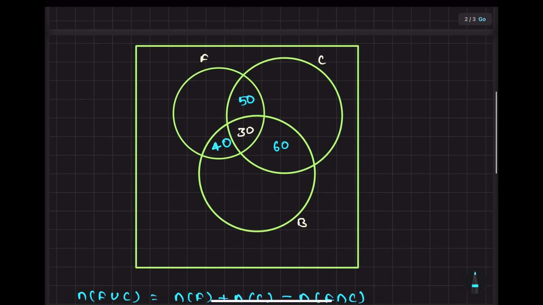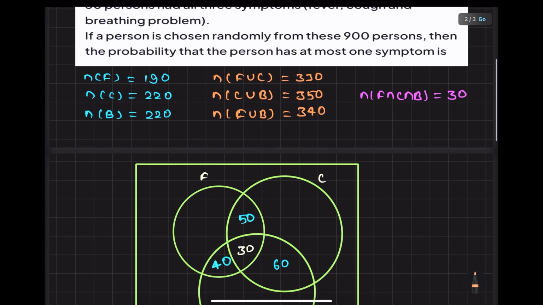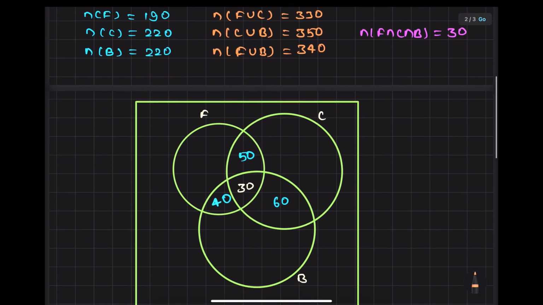Now we have to fill the remaining rooms. These rooms are the persons having exactly one problem. So look at this. N of F is 190. This is 50 and this is 40, so it is 90. So remaining is 100. This is 30, so this will be 70. I hope till this part you guys are okay.